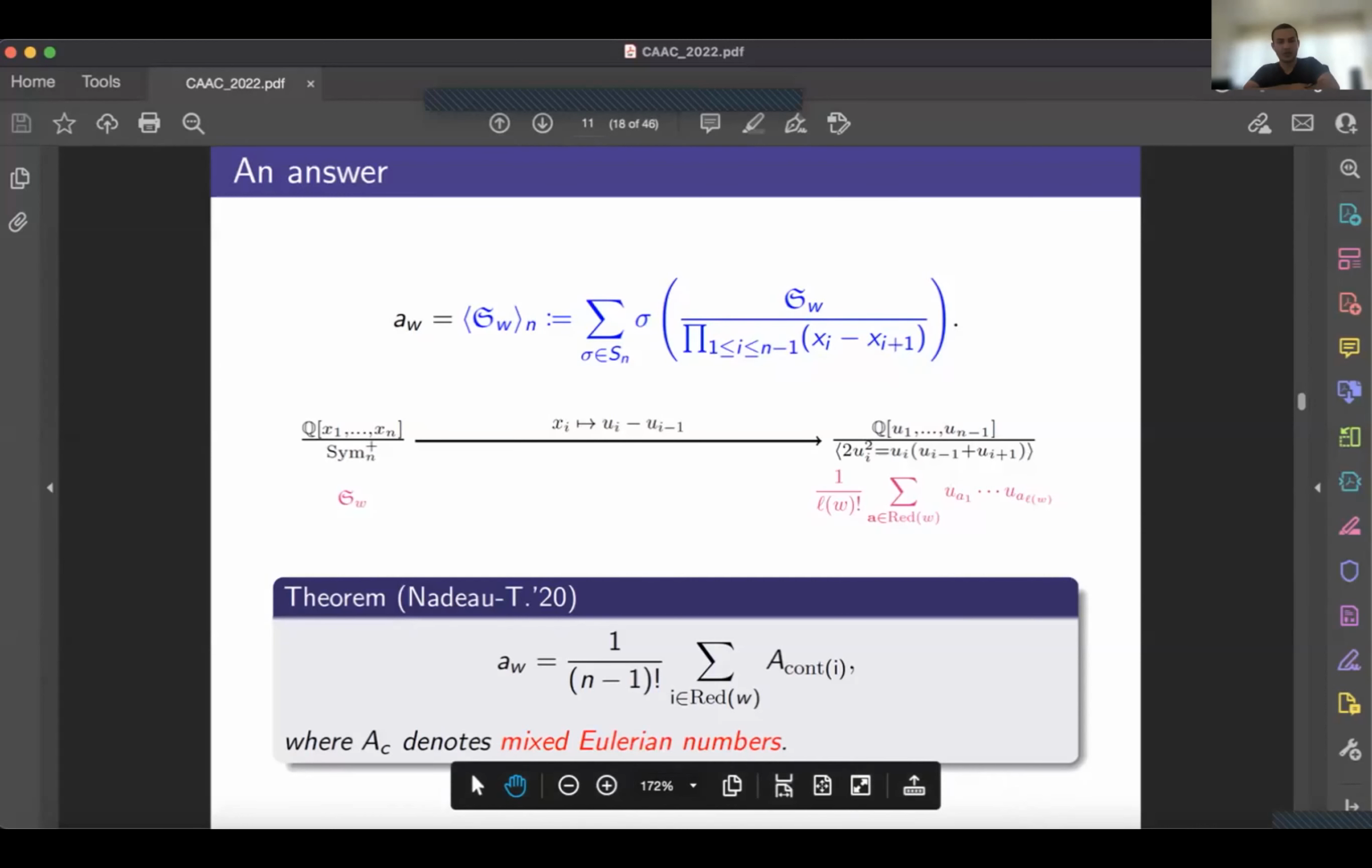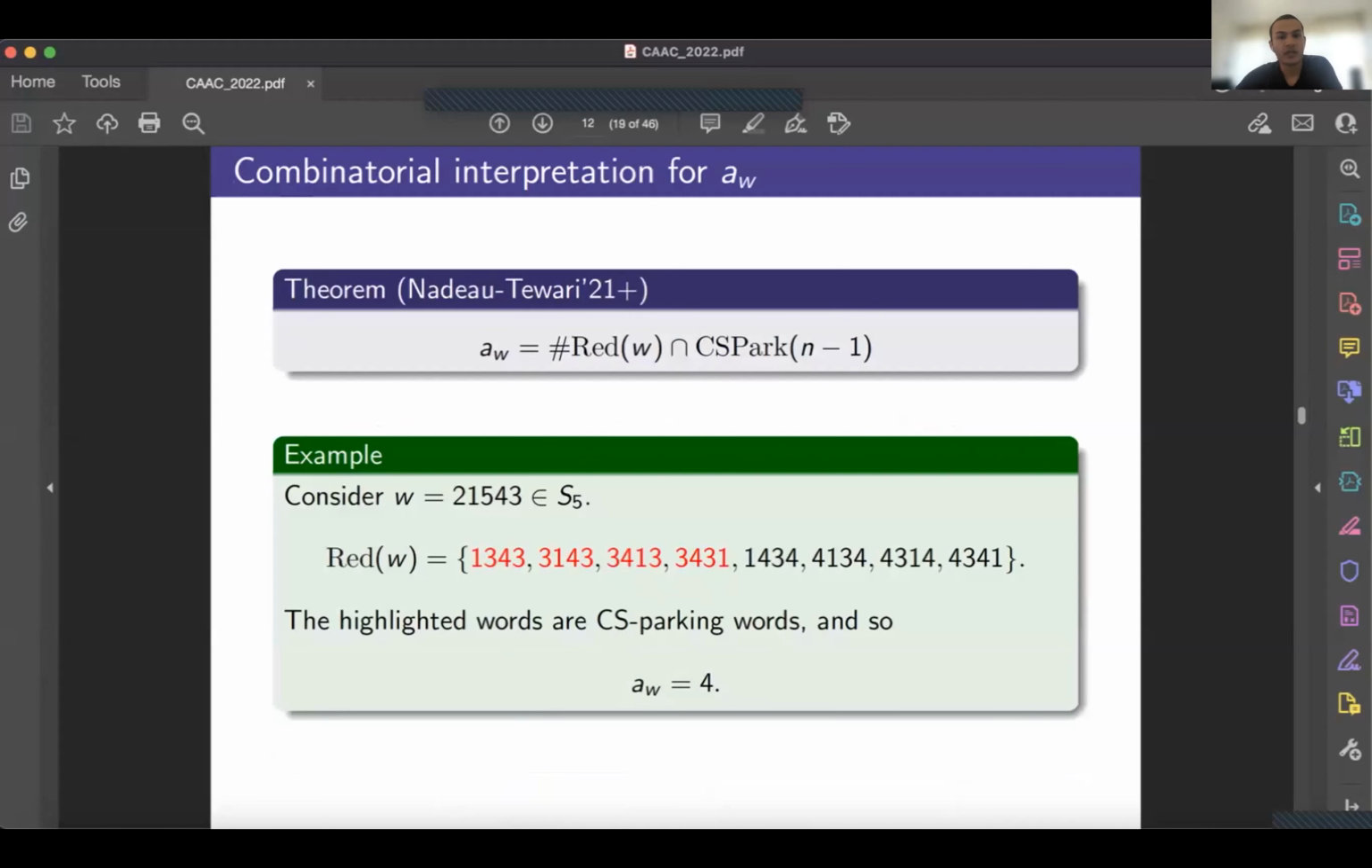Okay, so this was the state of affairs a couple of years ago. So we had to figure out how to get around this question. And this is where work of Jean-Christophe Aval and François Bergeron and Nantel Bergeron comes into the picture. Okay. All right, so let me give you the theorem already.